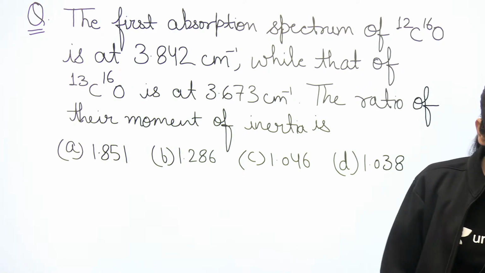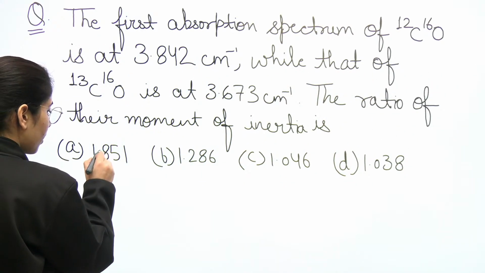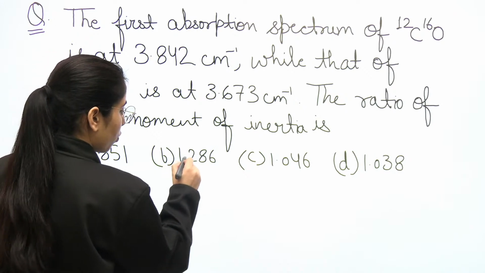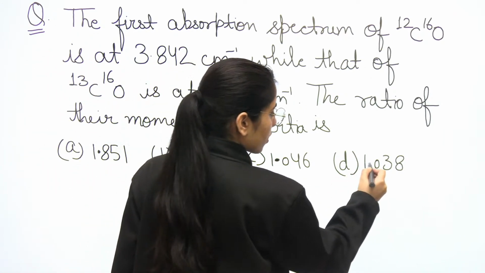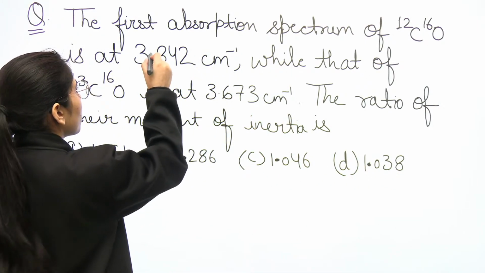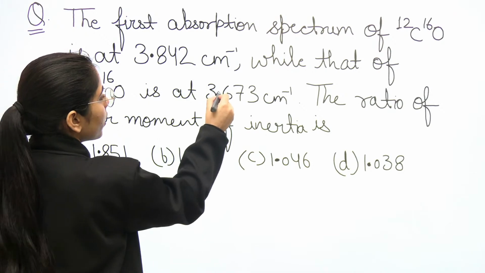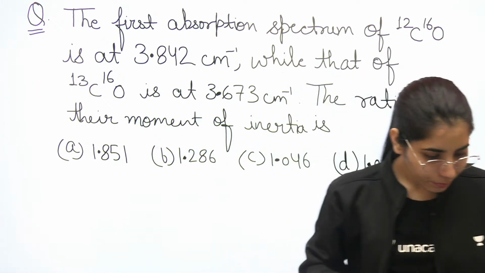Yes guys, is it not visible clearly? Let me just tell you, it is 1.851, 1.286, 1.046, 1.038. Even in the given values, it's a decimal point here and here. Okay, now I think it will be visible clearly.